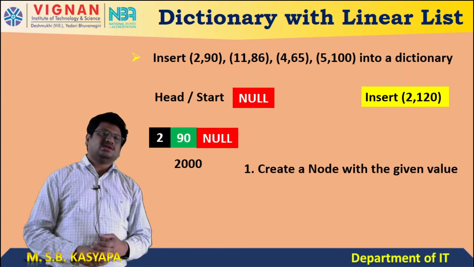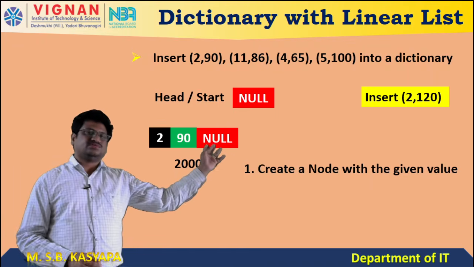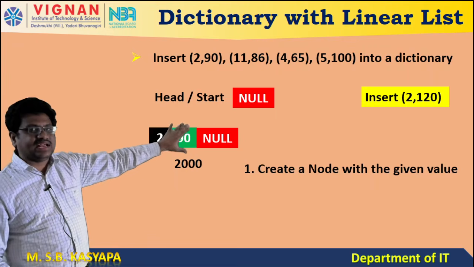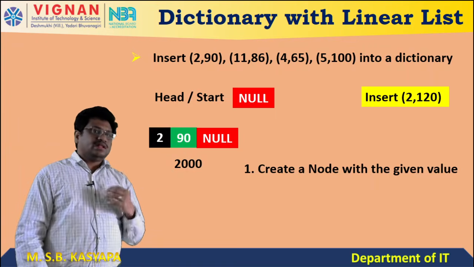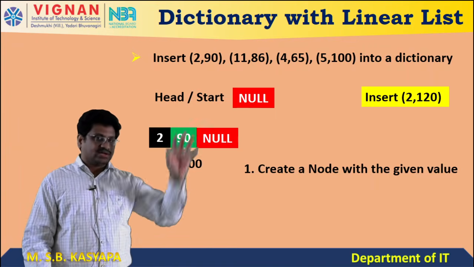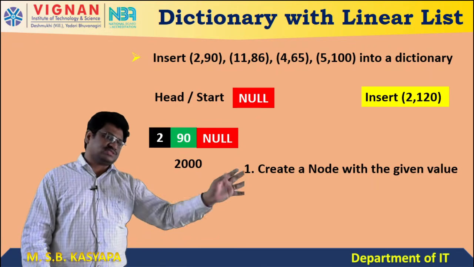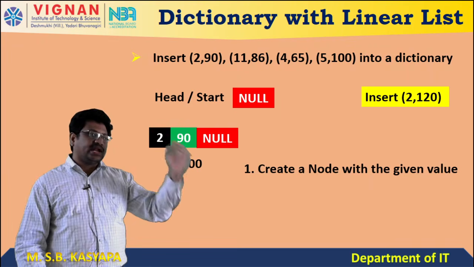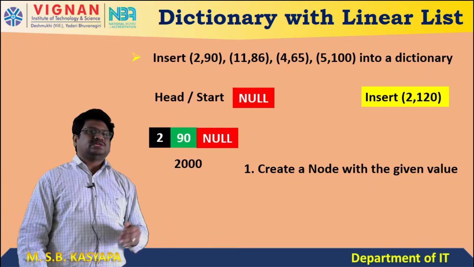So 290, and the automatically next address field is null. So initially I will treat it like this. So it is created at the 2000 position. Now where I have to insert? First I have to create a node, then I will insert the value. The same in the linked list also. Whether I am inserting at the start or end or at middle, let's see the process.